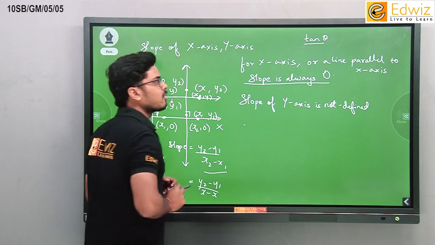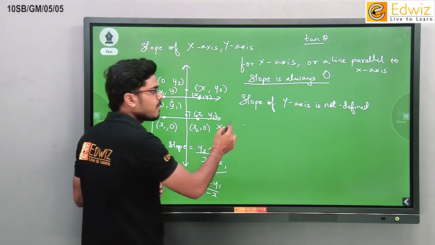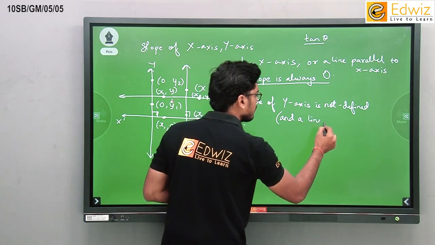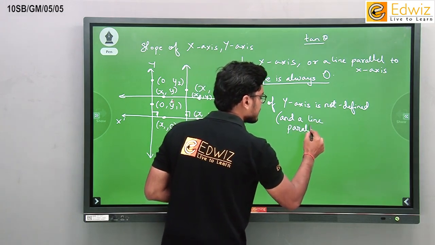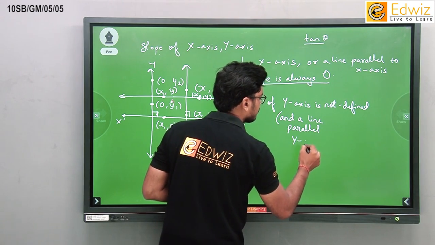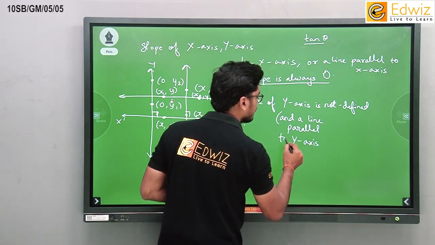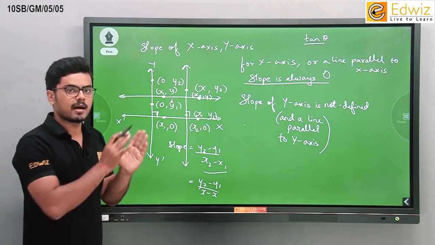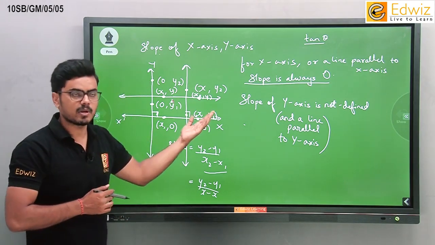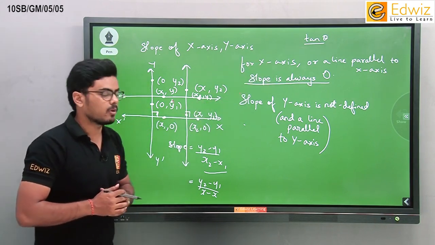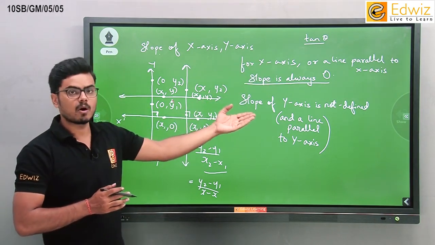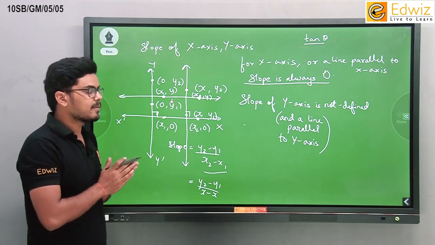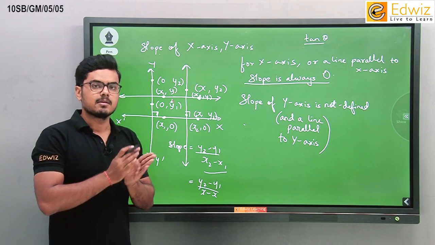Okay, the slope is always zero, and slope of y-axis and a line parallel to y-axis, okay, the slope is not defined. So these are the two scenarios. अगर line is x-axis or parallel to x-axis, slope is always zero. If the line is y-axis or parallel to y-axis, the slope is not defined. So these are some properties of lines based on the slope.